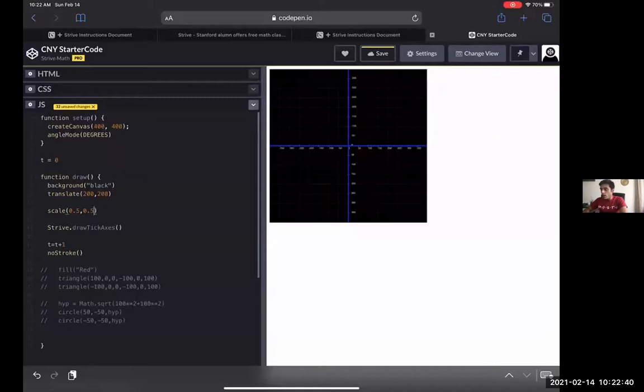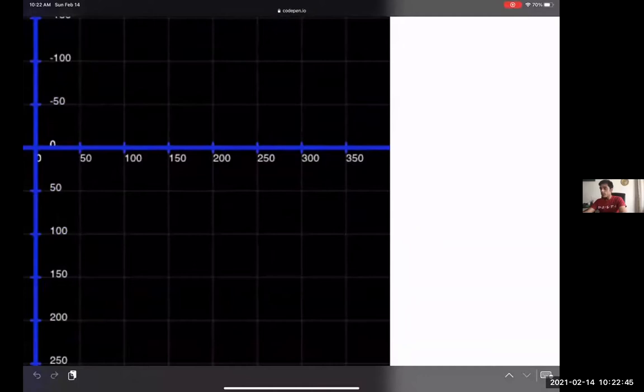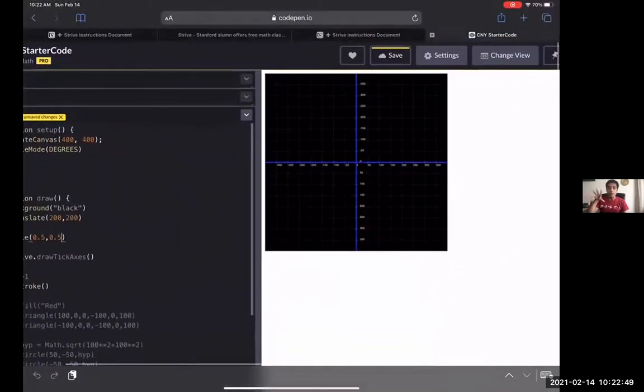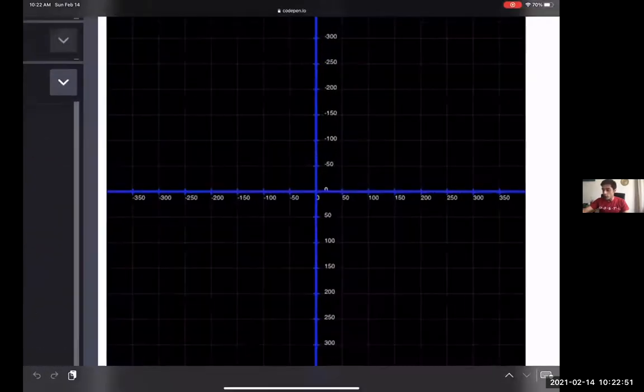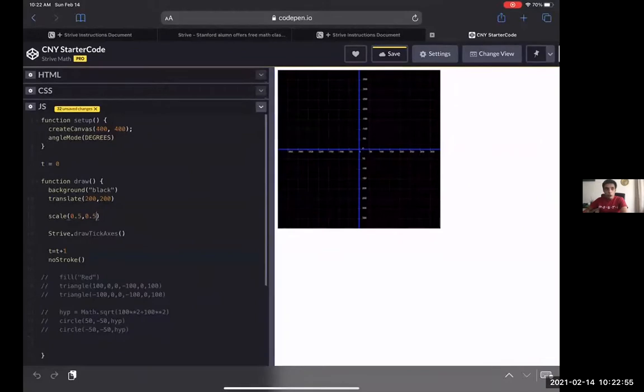And now what was before 200, now it's 400. Now my rightmost point is 400, right? So the scale function scales the drawing in and out. It zooms in if you use big numbers, and zooms out if you use small numbers. So you can see how instead of putting in numbers, we can put in a variable like t.